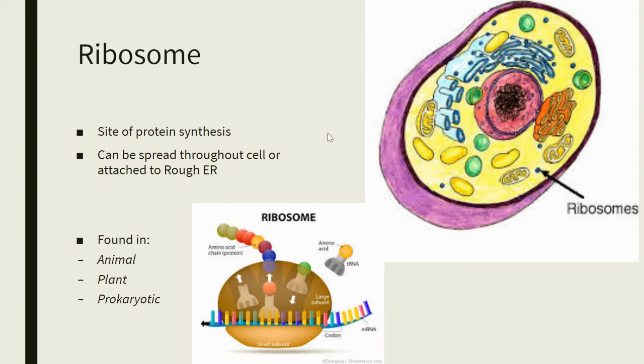Next up, we have ribosomes, and ribosomes are where proteins are made. Ribosomes can either be attached to the rough endoplasmic reticulum here, or they can be spread throughout the cell. Those little dots represent ribosomes. And ribosomes are the site of protein synthesis. They're where proteins are made. And we know from our macromolecules module that proteins are one of the 4 macromolecules. And you might imagine that every single thing that is alive has proteins and therefore has ribosomes that made them. So proteins are made in ribosomes, and ribosomes can be found in plant, animal, and prokaryotic cells.